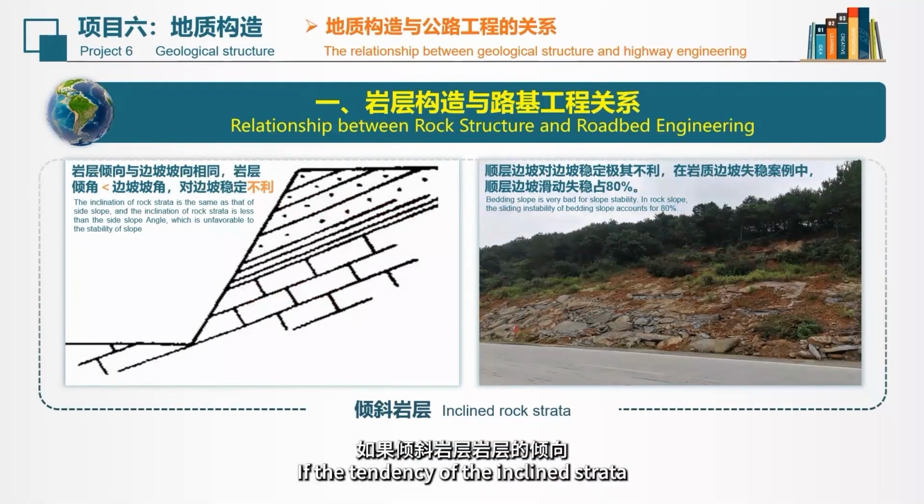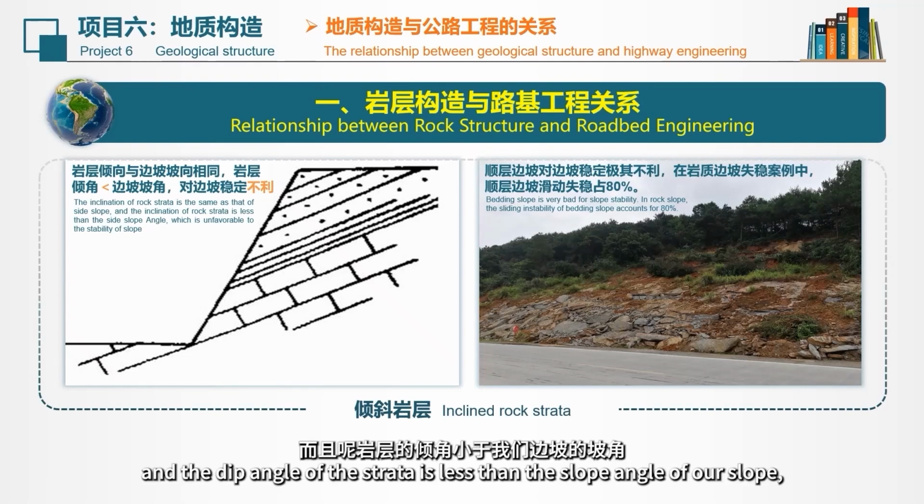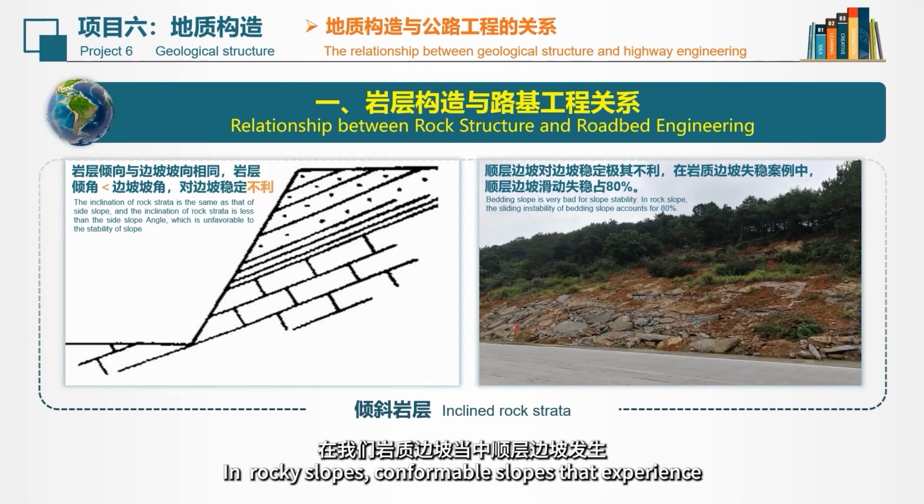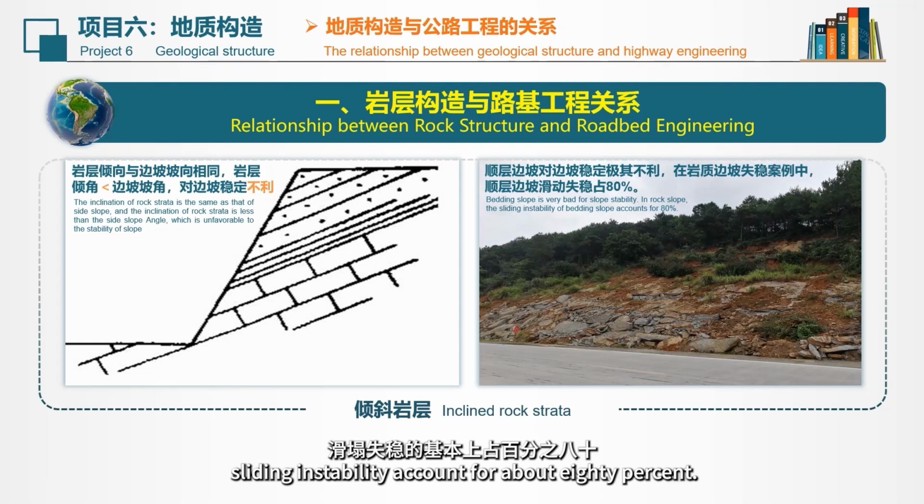If the tendency of the inclined strata is the same as the slope direction of our slope, and the dip angle of the strata is less than the slope angle of our slope, this is extremely detrimental to the stability of our slope, which we also call a conformable slope. Conformable slope is extremely detrimental to the stability of slope. In rocky slopes, conformable slopes that experience sliding instability account for about 80%.